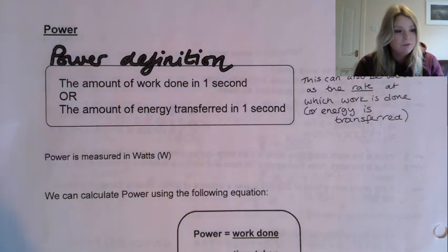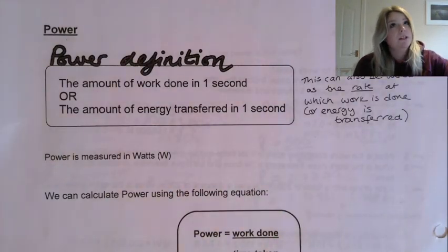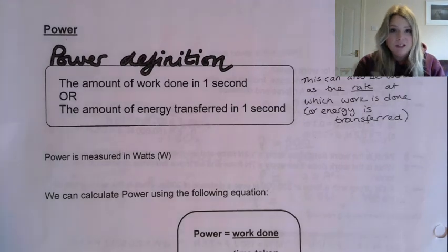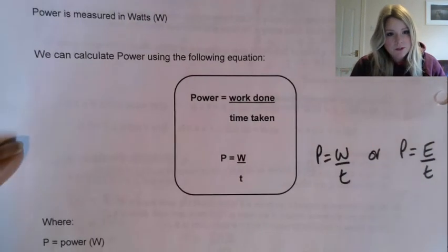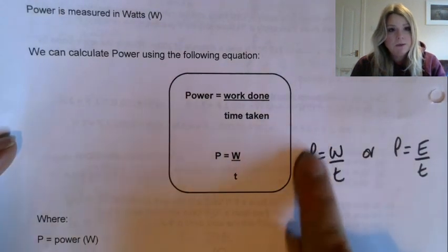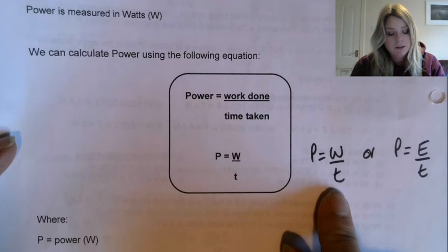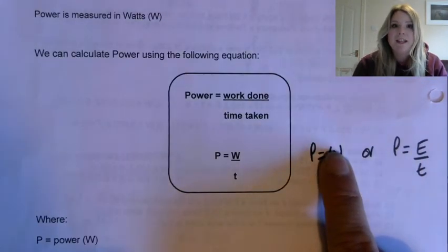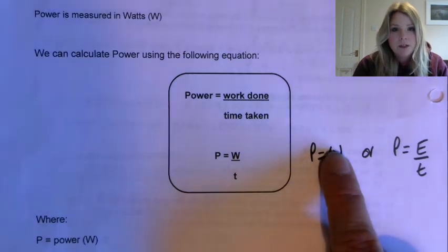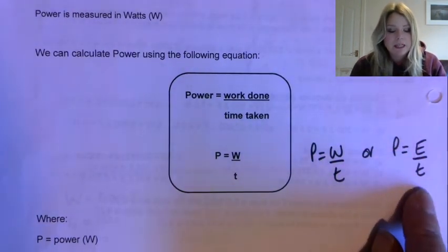Similarly, if you have two items and they are transferring energy for the same amount of time, the more powerful one will be the one that transfers more energy, and the less powerful one will be the one that transfers less energy. So here's our equation. The way we write it whenever we're using it is power equals work done divided by time taken. Or remember, because we know work done is equal to energy transferred, then power is equal to energy transferred divided by time taken as well.